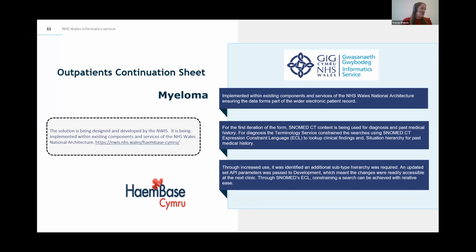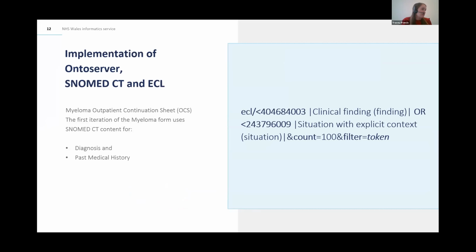We constrained the search using SNOMED CT's ECL, and we did the lookup on clinical findings. We found it relatively easy if there were any changes that we needed to make, because it was just a case of changing the API parameter and passing it back to the developer and then being published into the production environment. So it was fairly straightforward. We were covering diagnosis and past medical history for the outpatient continuation sheet, and there's an example of the ECL on screen. So we were quite high level, using the clinical findings super type hierarchy, and for past medical history, a situation with explicit context subtype hierarchy.